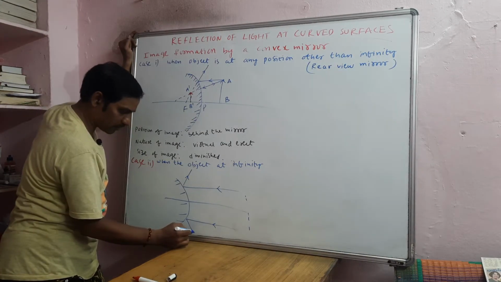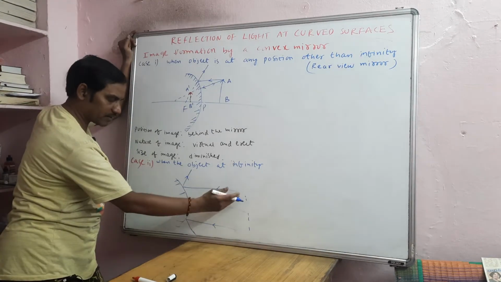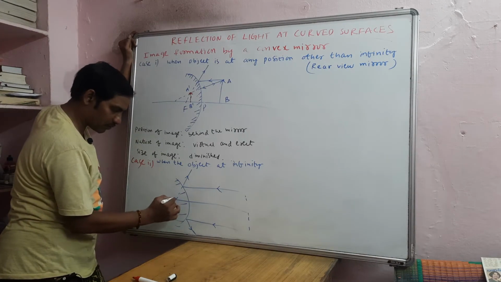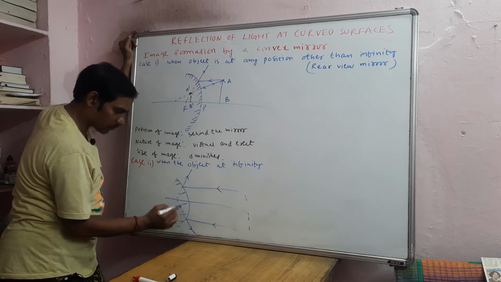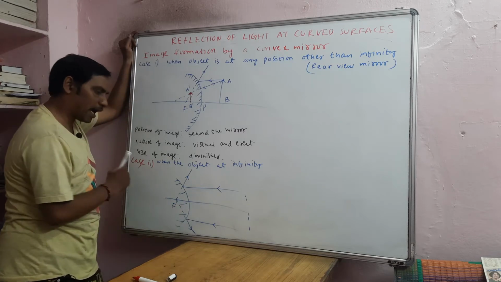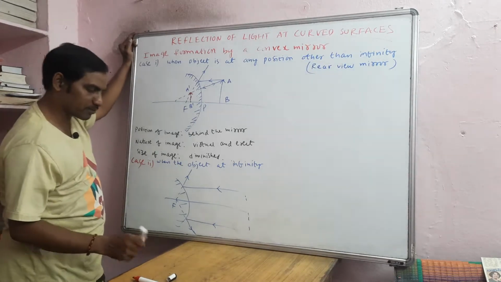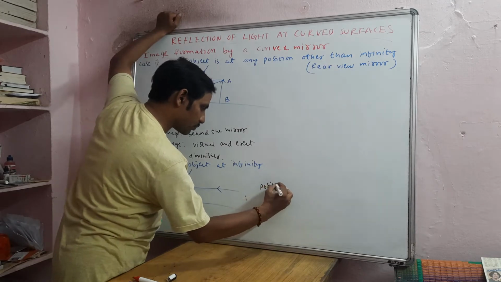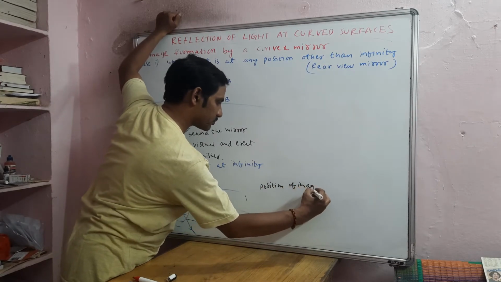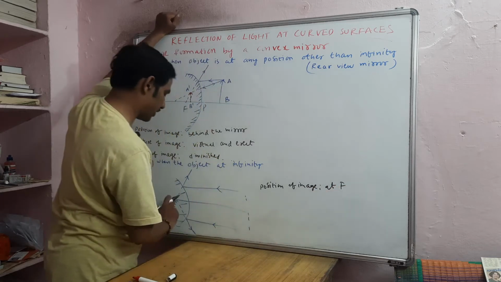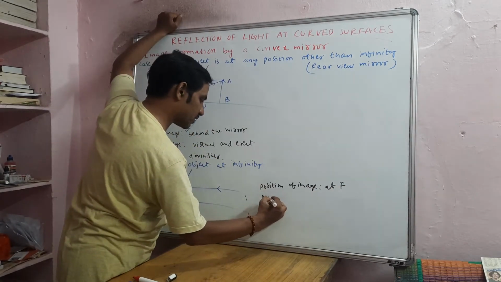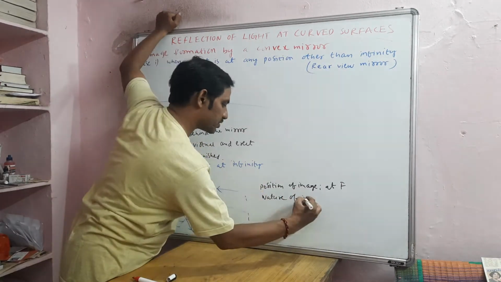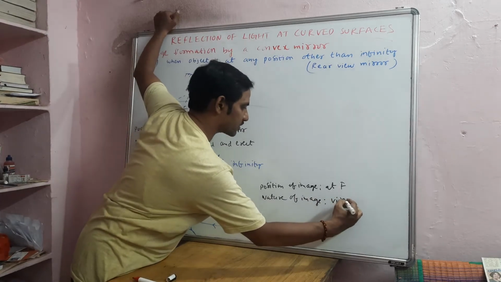For a person who is on the object side, that is the right side according to this diagram, these light rays will appear to come from this point. So here the image will be formed. When you write the nature of the image, you can say: position of image is at F, the focal point. And what is the nature of the image? Virtual and erect. See, always real will be inverted and virtual will be erect.